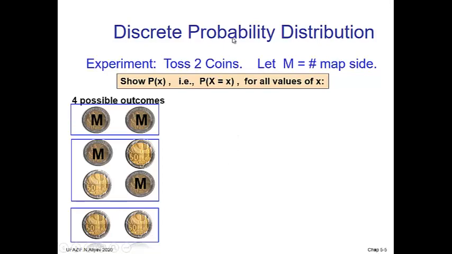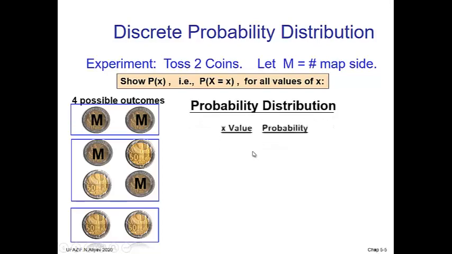Now, a discrete probability distribution means that in one column you must show the values of the discrete random variable, and in another column you should show the probability corresponding to each value of x.